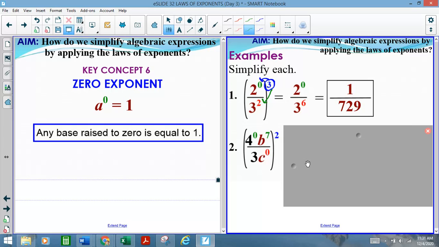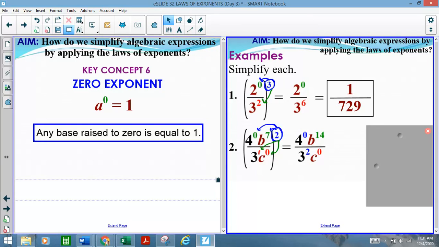Again, using the power of a quotient rule, distribute this power to each of the exponents in the inside. So let's do the numerator first. So we're going to do 2 times that 0 and 2 times that 7. Then in the denominator, 2 times that 0, but hold on a second, don't forget that 3 has an exponent of 1. So therefore, we also need to distribute that 2 to that 1.